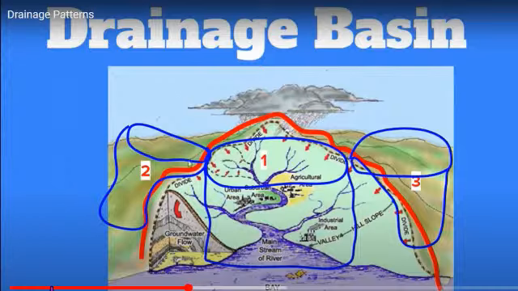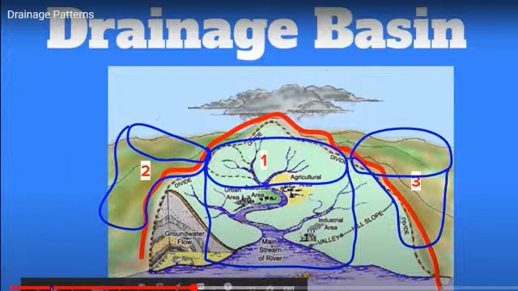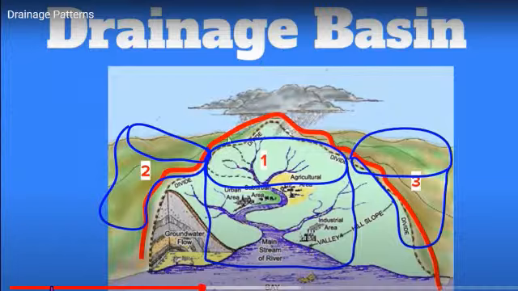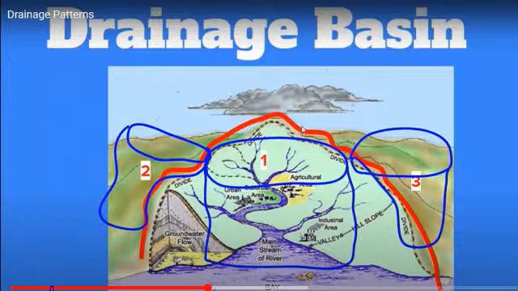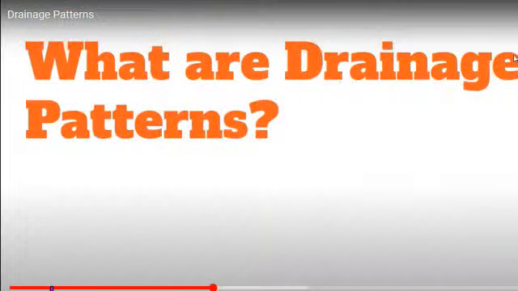At the top of the bowl, or where we have our red line here, where the water can run off into another drainage basin, we would call that area our watershed. In this diagram, it is labeled as our divide. So then this brings us here.